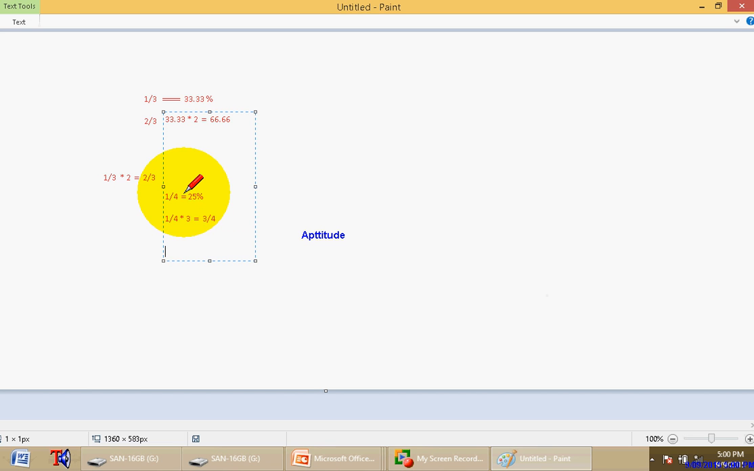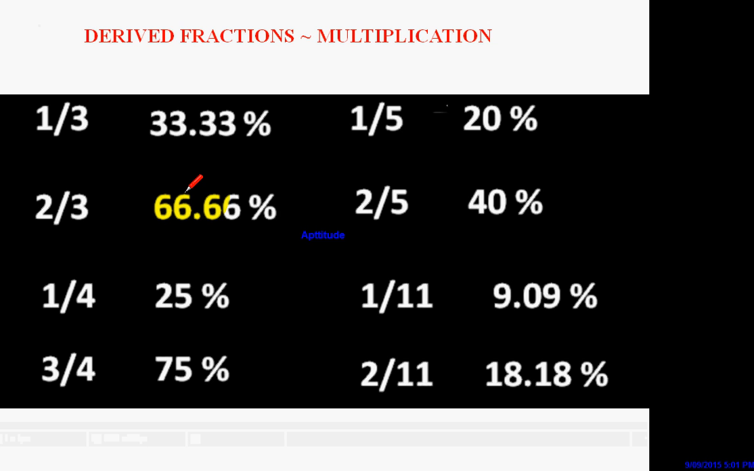What is the value for 1 by 4? 25. Similarly, 25 multiplied by 3 gives you 75%. So the fraction 3 by 4 is equivalent to how many percent? 75%. These are all the derived fractions. I think it will be much clearer now.